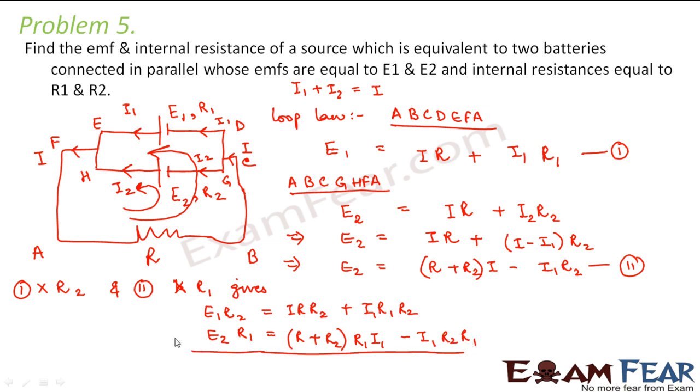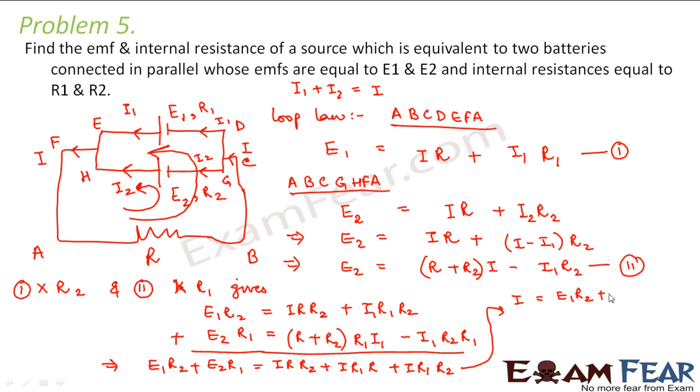Now if I add these two equations, what do I get? I get E1 R2 plus E2 R1 is equal to IR R2 plus IR1 R plus IR1 R2. So now from this expression we can write I is equal to E1 R2 plus E2 R1 divided by R into R1 plus R2 plus R1 R2.